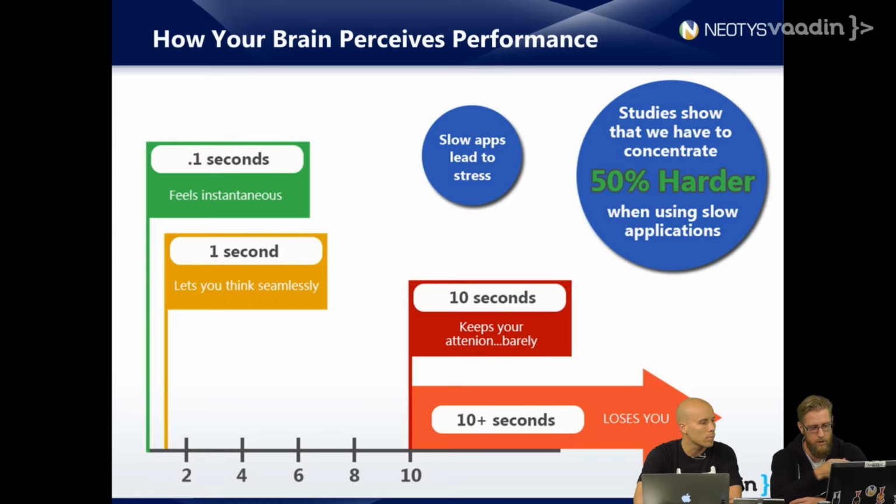So if the response times increase, then more and more thoughts pop up in our minds, and basically it's just annoying. From the moment we reach 10 seconds, our user is not paying attention at all to the website. So we have lost a user. The conclusion is slow apps are stressful because they require 50% more attention from our users.